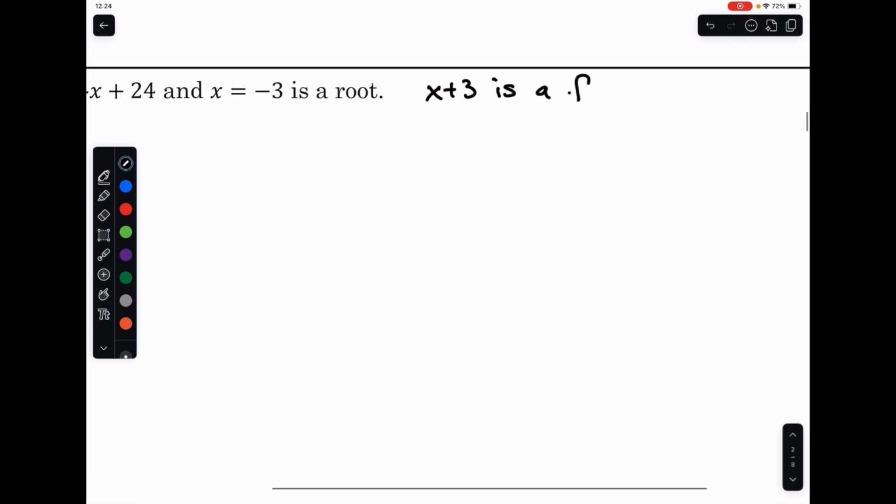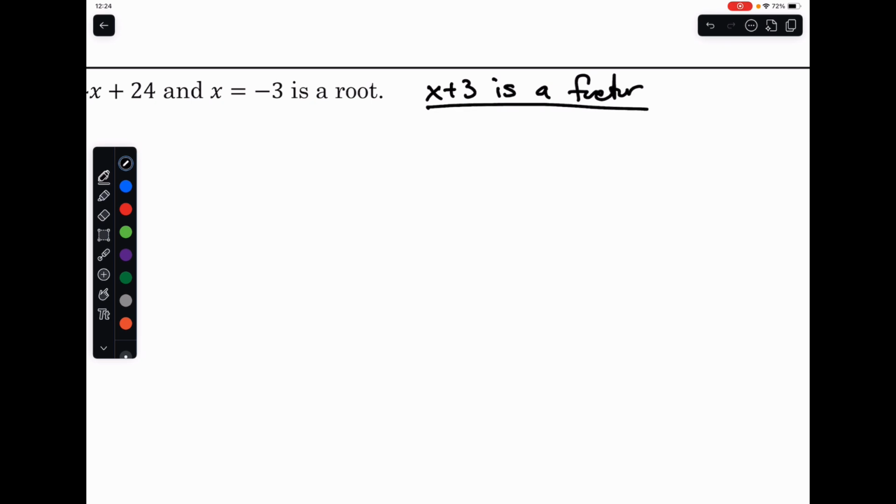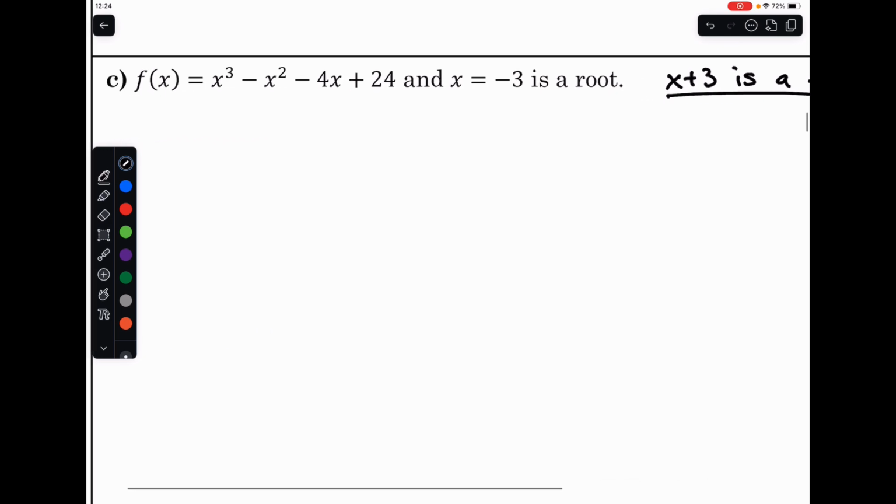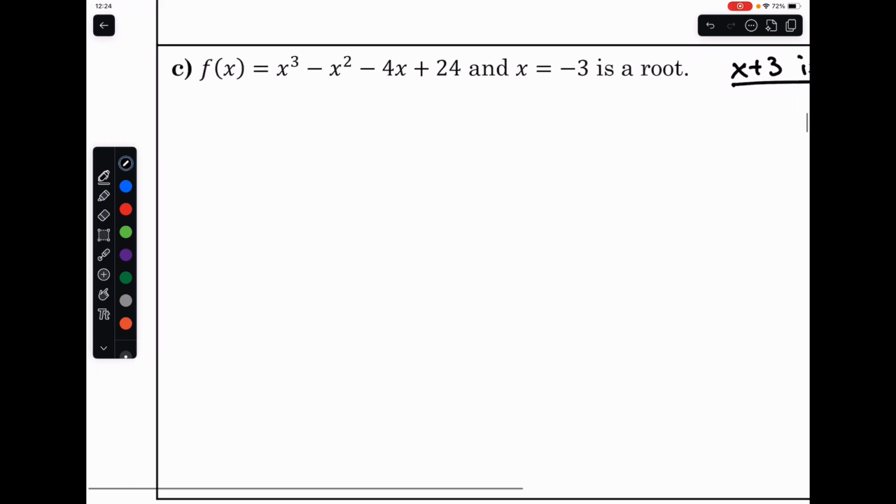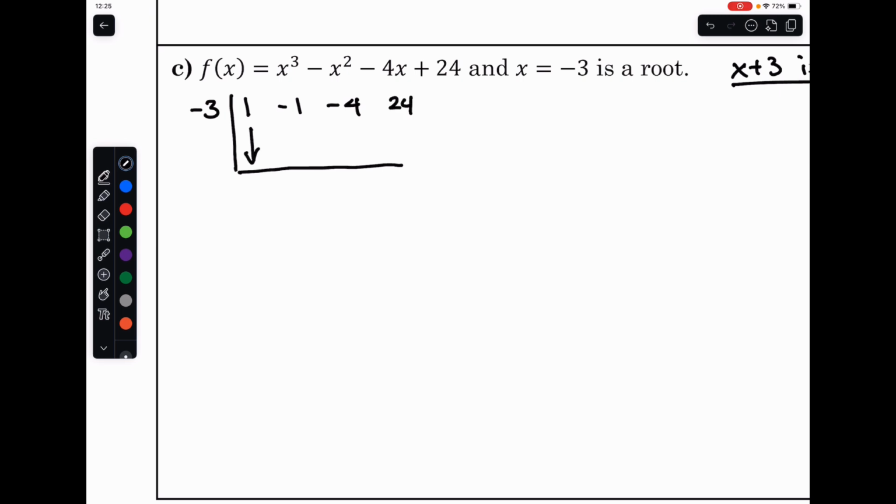And again, it's not that it's helpful knowing that x plus 3 is a factor in this scenario. I just want to review that idea. But knowing that x plus 3 is a factor doesn't change the way that we do this. Since we know that x equals negative 3, we're going to write negative 3 on the outside of our synthetic division setup. And our coefficients are 1, negative 4, and positive 24. And let's go through the technique. So we bring down the 1 and multiply 1 with negative 3 and add. That's going to be negative 4. Multiply, that's 12. Add, that's 8. Multiply, and then add, and we get 0.